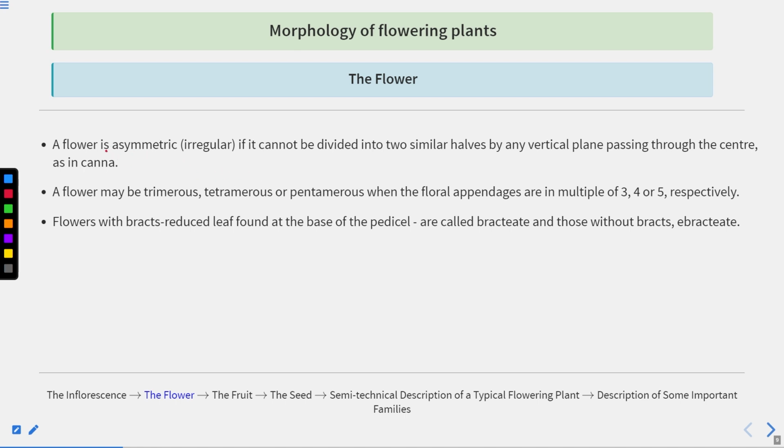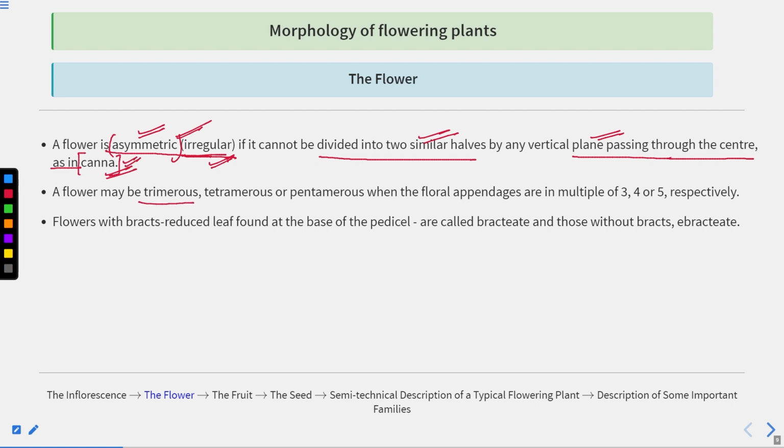A flower is asymmetric, irregular, if it cannot be divided into two similar halves by any vertical plane passing through the center, as it is in canna. So in the case of canna, it is showing asymmetry. The flower cannot be divided into even two equal halves from one single plane of symmetry. That is, it is not showing any bilateral type of symmetry as well. So that comes under the asymmetric flower, a very irregular type of flower, right? The flower is very irregular and it cannot be divided into two similar halves by any vertical plane passing through the center. And the best example is the canna.